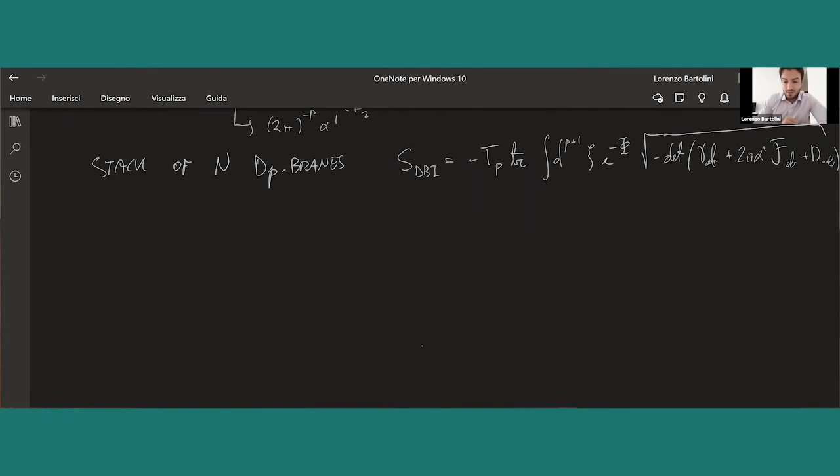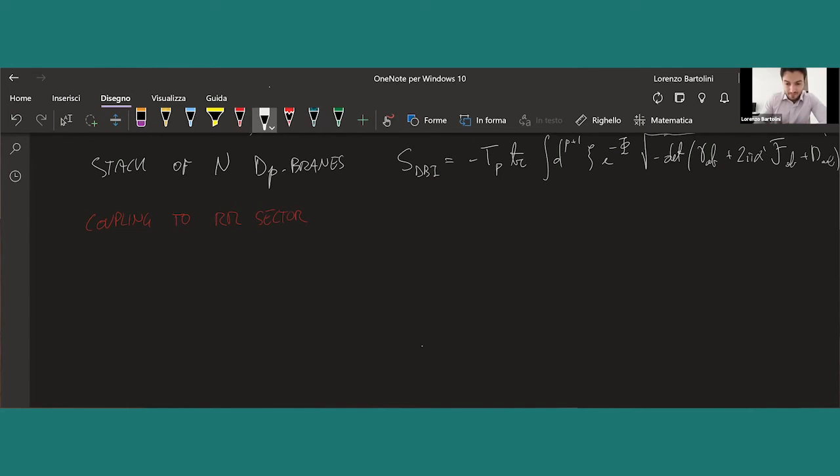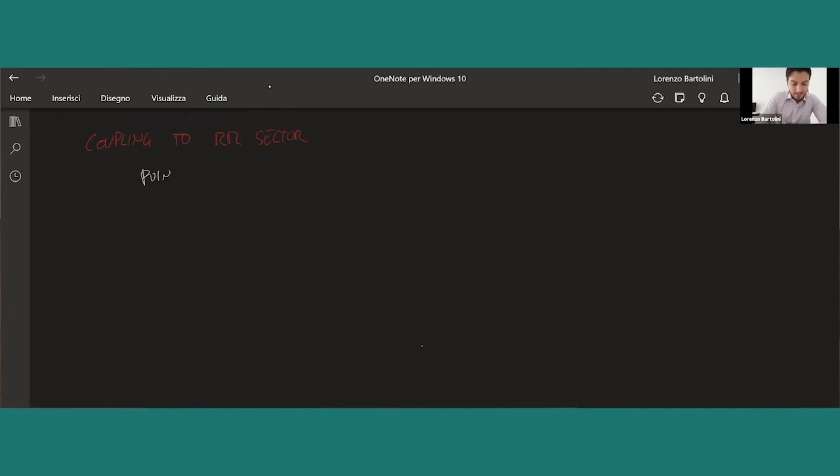And so let us see. Coupling to the Ramond-Ramond sector. So for point particles, we have that the world line of a charged particle sources the gauge field. So you have a coupling like J mu, A mu, where J mu essentially tells you the world line of the charged particle. And here we have p plus one dimensional objects. That is the world volume of the D-branes. So we don't have one dimensional world lines anymore.